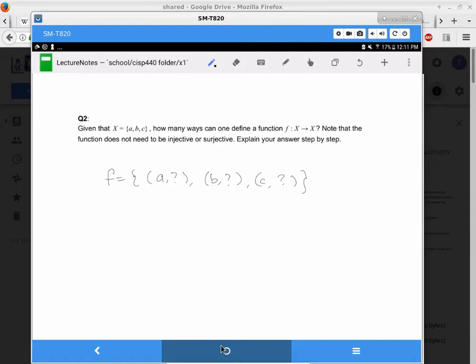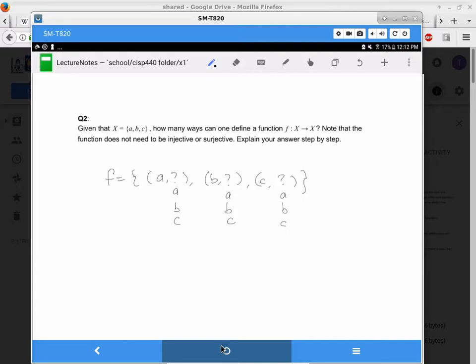So you can basically say a has options. It can map to a, b, or c. b can map to a, b, or c. c can map to a, b, or c, and they are independent. It's not like if a is already used earlier, I cannot use it later, because there's no requirement to be injective. So the choice of how you map a, b, and c places no restriction on the other choices.